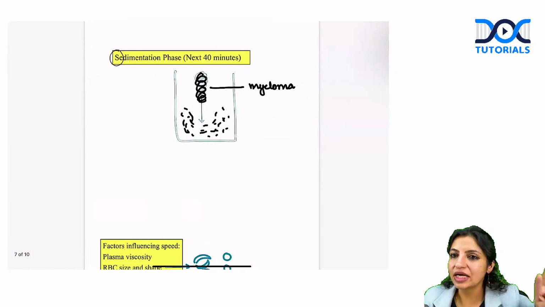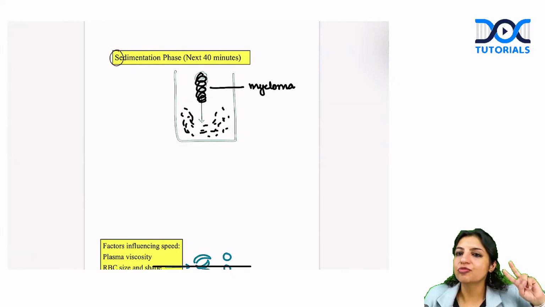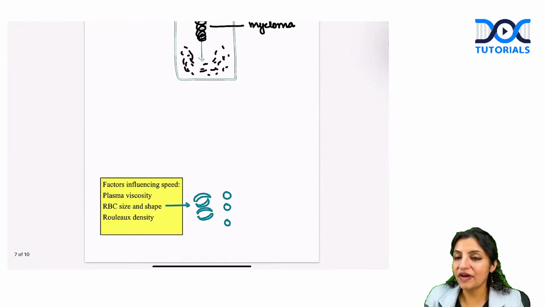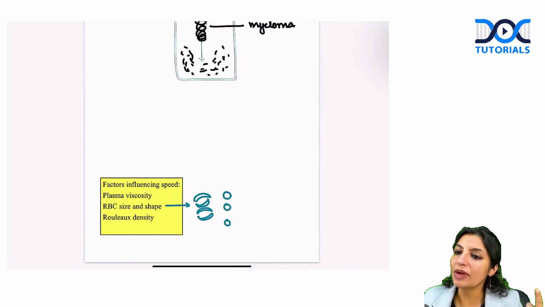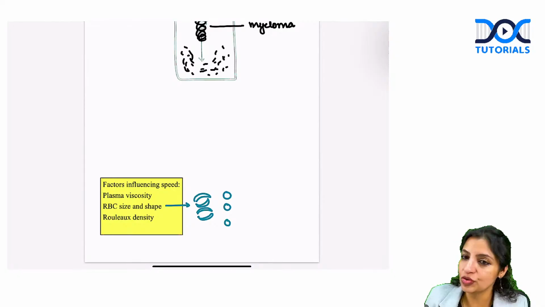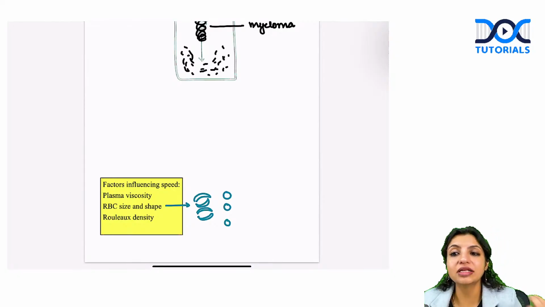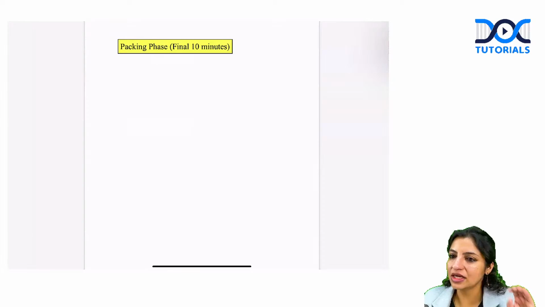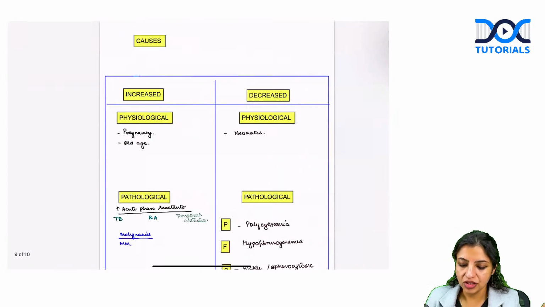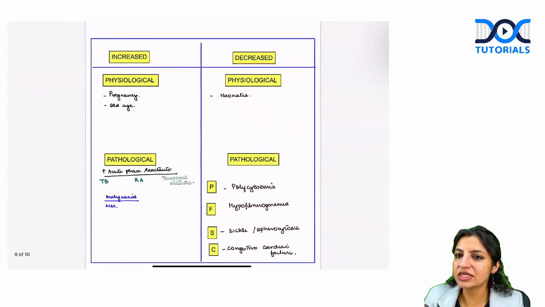Then write about the second stage, that is sedimentation. So more the rouleaux, more the sedimentation. What are the factors affecting sedimentation? One, plasma viscosity. Second, RBC size and shape. Please write about microcytosis, sickle cells, spherocytosis. Write about rouleaux densities. In myeloma, there is big rouleaux, so more fall. And last is packing. Nothing much in that. That is the last stage, that is packing stage. Last is causes of increased and decreased.